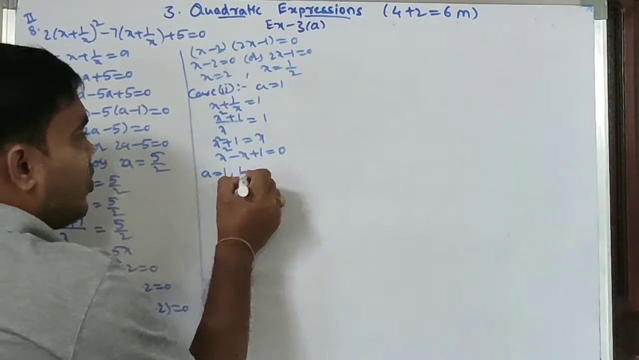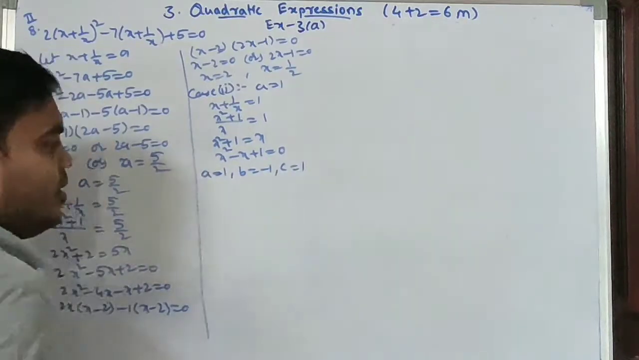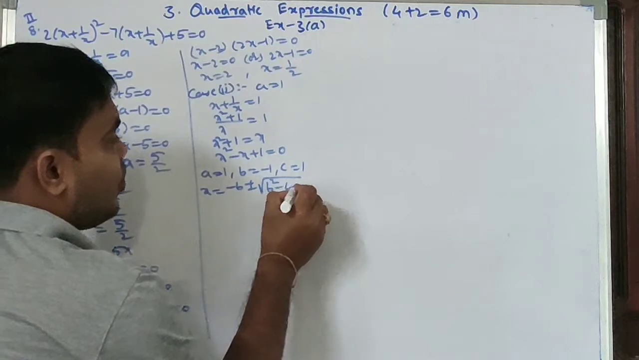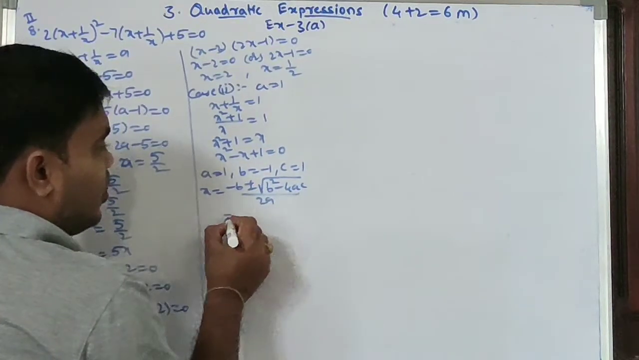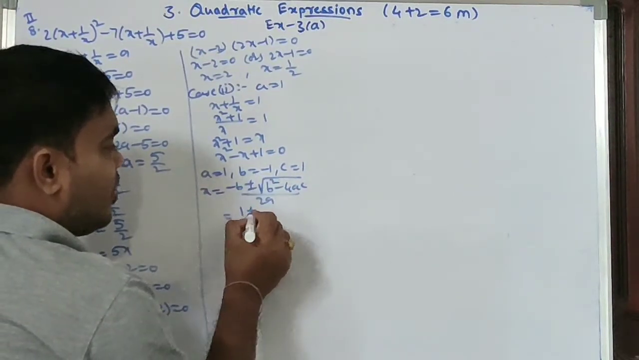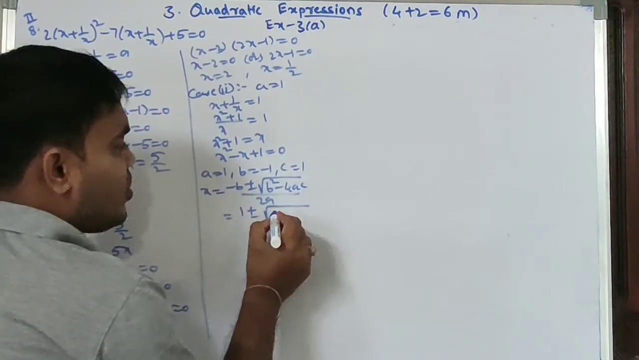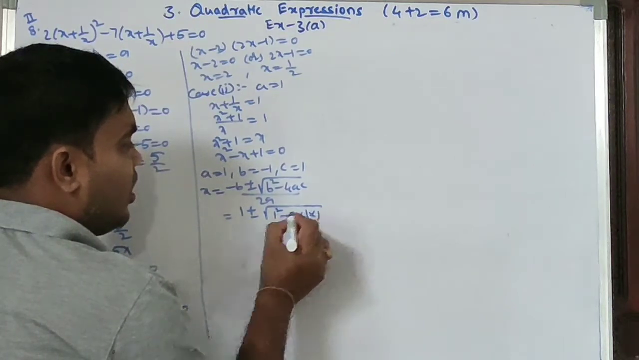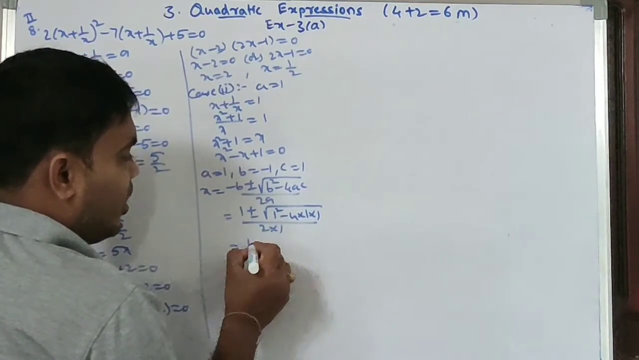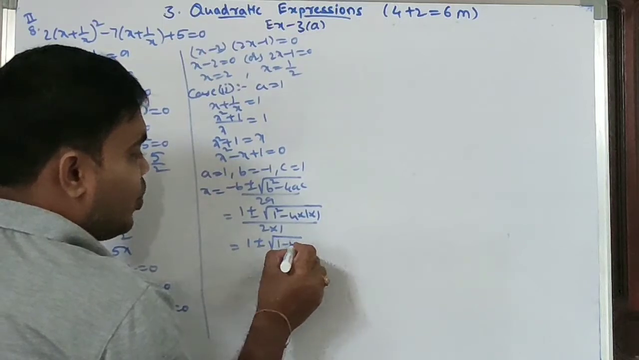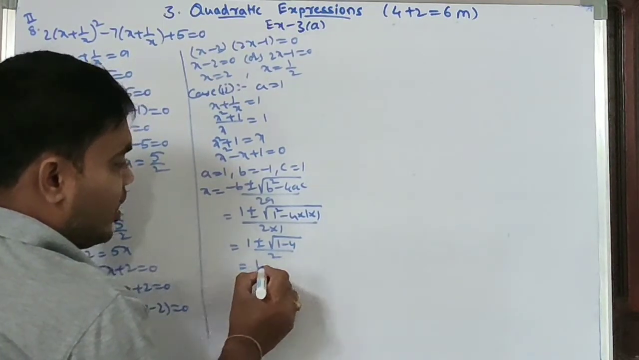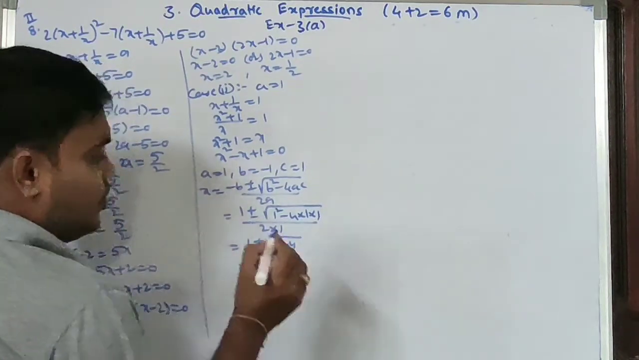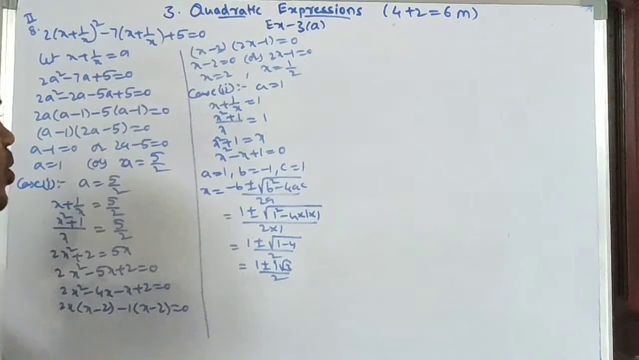a equal to 1, b equal to minus 1, c equal to 1. So x equal to minus b plus or minus under root b square minus 4ac by 2a. So minus b is 1, 1 plus or minus under root 1 square minus 4 into 1 into 1 by 2 into 1. 1 plus or minus root of 1 minus 4 by 2 equal to 1 plus or minus i root 3 by 2. x equal to 1 plus or minus i root 3 by 2.